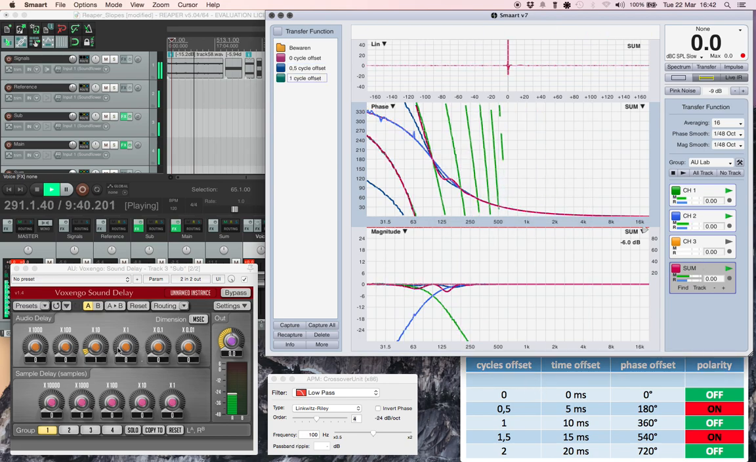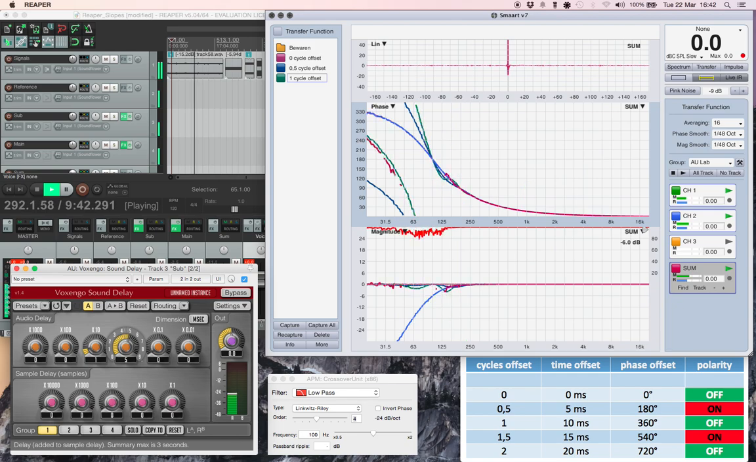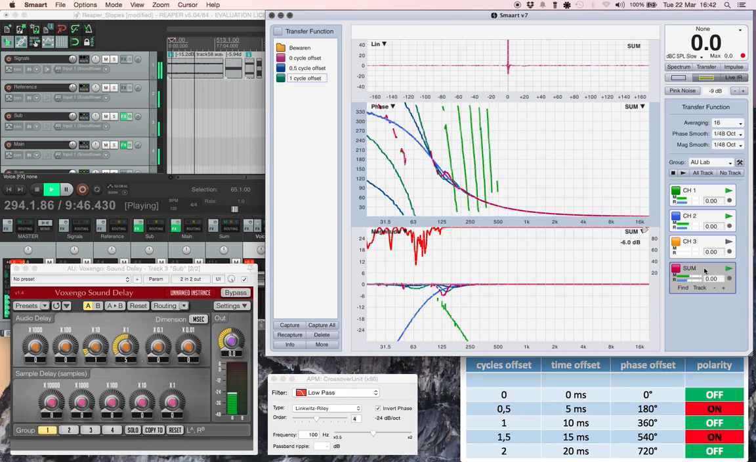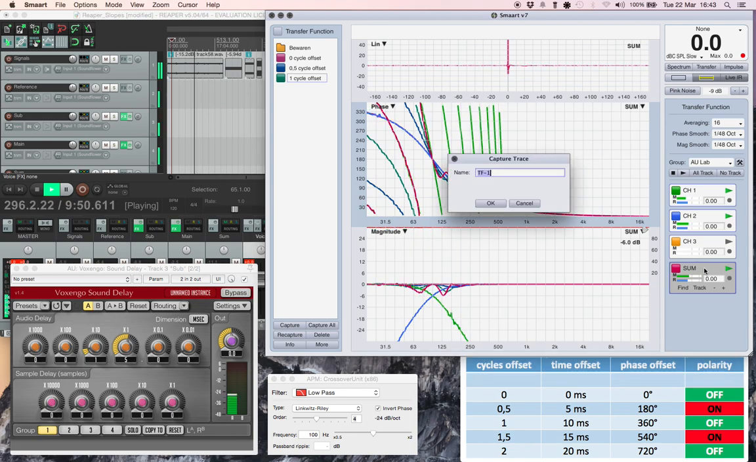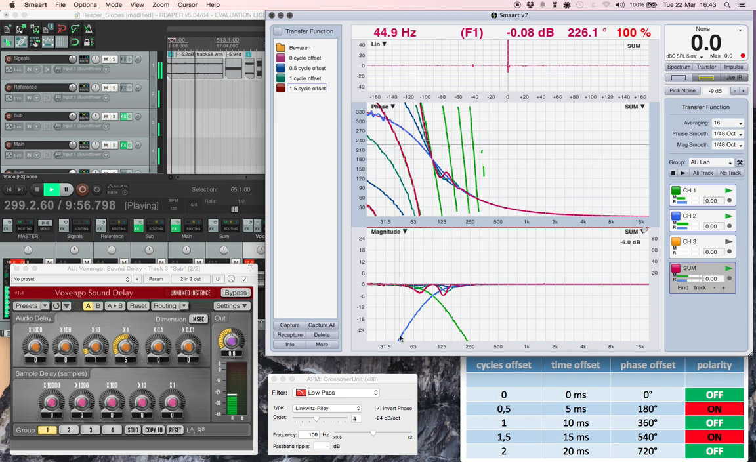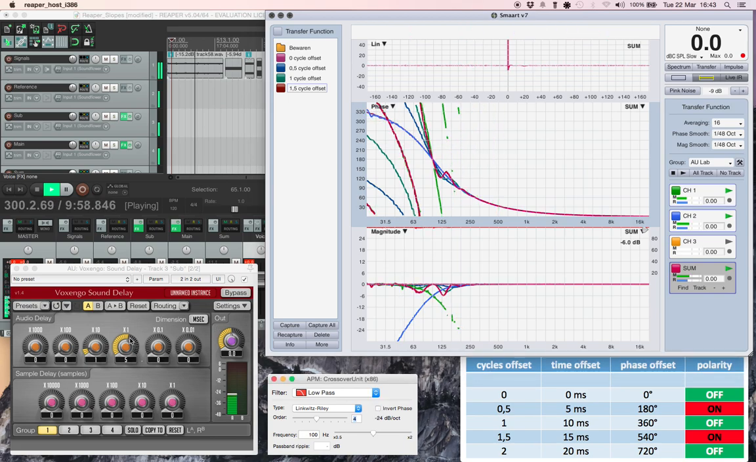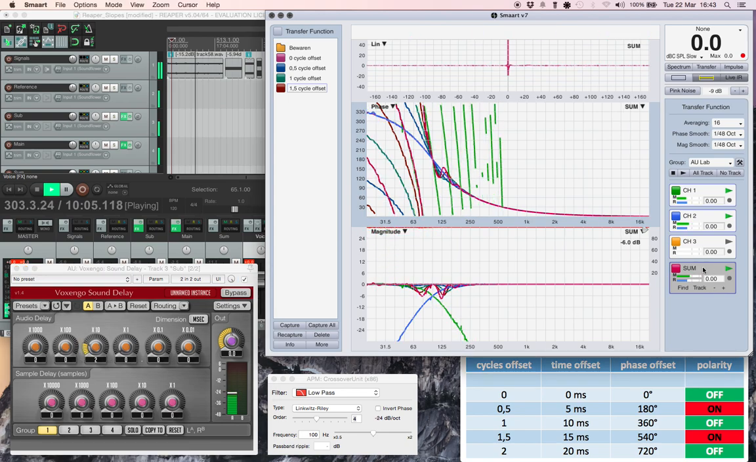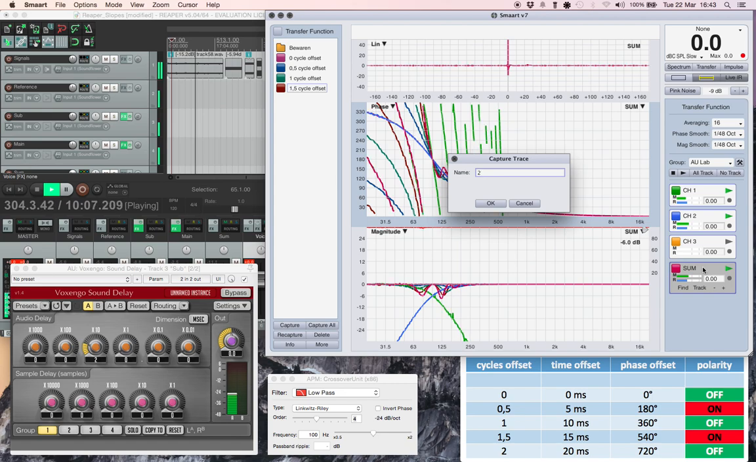And then let's go to 1.5 cycles, which is out of phase, but if we flip the polarity, is in phase again, but 1.5 cycles apart. And we can see more severe frequency response ripple throughout the crossover area. And finally, let's take out the polarity and go to 2 cycles or 720 degrees of phase shift and store this as 2 cycle offset.